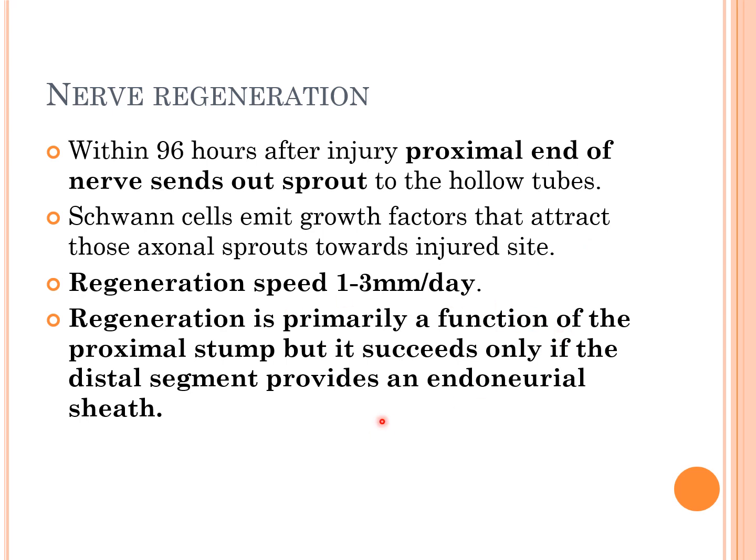But regeneration is a primary function of the proximal stump, because only from the proximal end of the nerve the sprouts are growing and filling the hollow tube, right? So regeneration is the primary function of the proximal stump, but it will occur only when there is an intact endoneurial sheath. Endoneurium should be intact. That's why I told you in 4th and 5th degree grades of nerve injury, the regeneration is not possible. It requires surgery because the endoneurial tube is not intact.